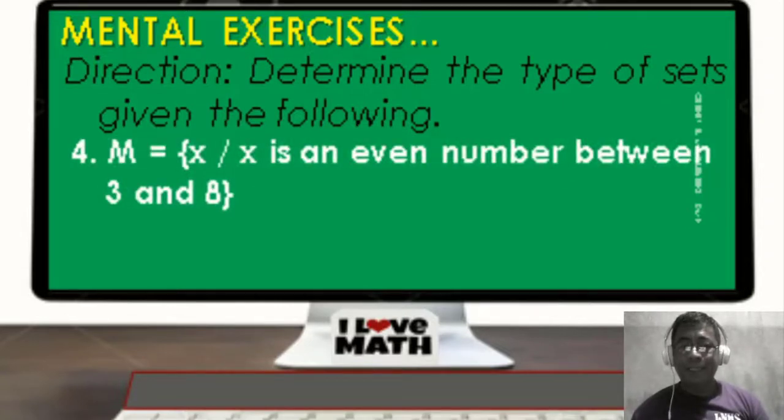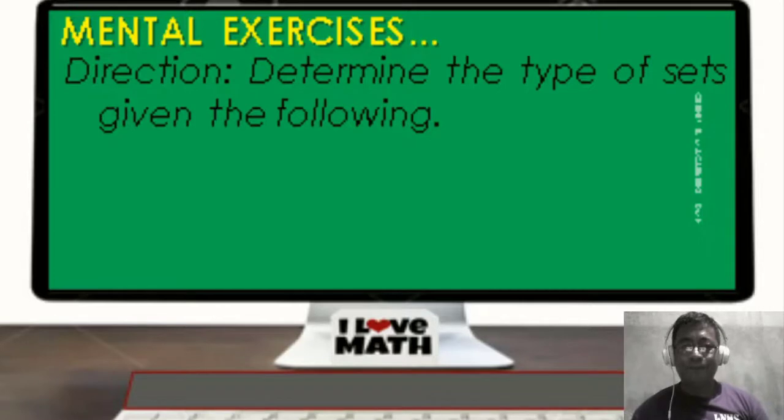Number 4, set M is equal to the set of X such that X is an even number between 3 and 8. So we have 4, 6. There are 2 elements. So therefore, we can count the number of elements of set M. So this is just simply a finite set.